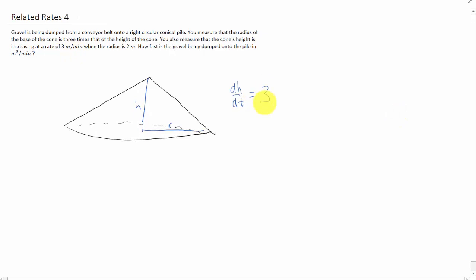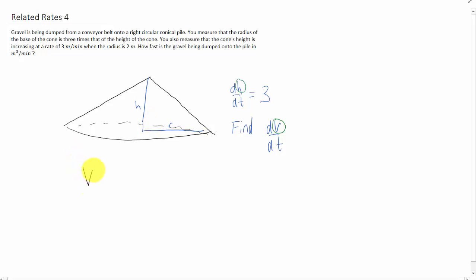Okay, good. What rate are we trying to find in this problem? Well, we're trying to find how fast the gravel is being dumped onto the pile. And that is a change in the volume of this cone. So we're trying to find dV/dt. And as always, once we figure out which rate we're given and which rate we're trying to find, we need to relate those two variables, V and h, the volume and the height of this cone.